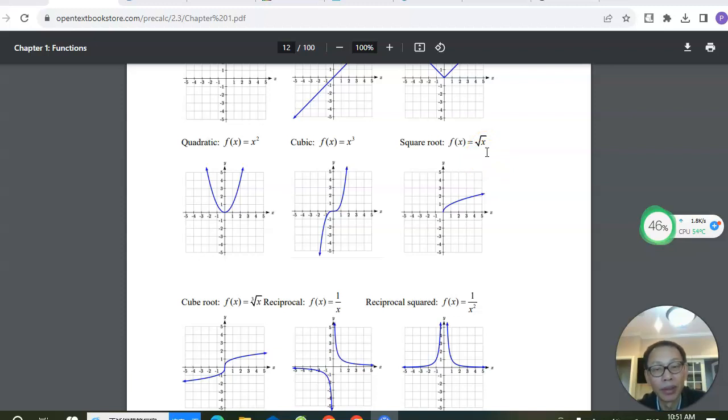That means this function can only make sense when x is greater than or equal to 0. Okay? When x equals 0, y equals 0, right? 0 square root is still 0. When x equals 1, well, square root of 1 is still 1, right?